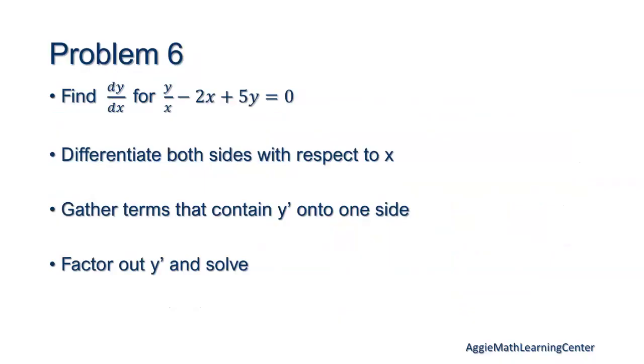Alright, let me see if I remember these. So here we have our function, and first I'm going to take the derivative of both sides, which is going to give me, wait, I want to erase that. I'm going to write it better. Can I get right over it?